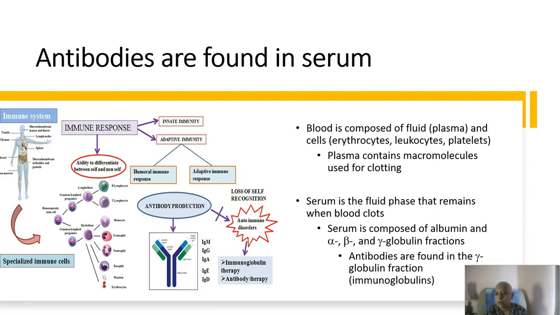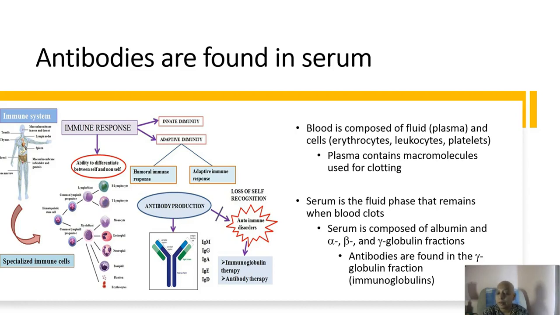So our blood is obviously composed of all kinds of different things. It has the plasma fluid that all the other cells are in, and then it has your red blood cells, your erythrocytes, all the immune cells, the leukocytes, and then your platelets. So your plasma contains all these molecules, including the macromolecules used for clotting, and other molecules associated with it.